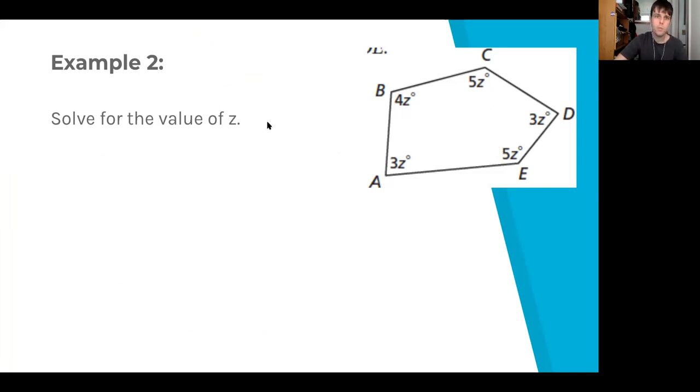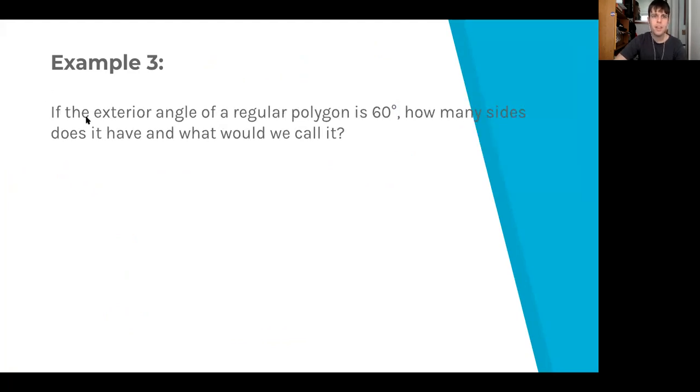Right? And one more example here. Example 3. If the exterior angle of a regular polygon is 60 degrees, how many sides does it have and what would we call it? All right. Exterior angle is 60 degrees.